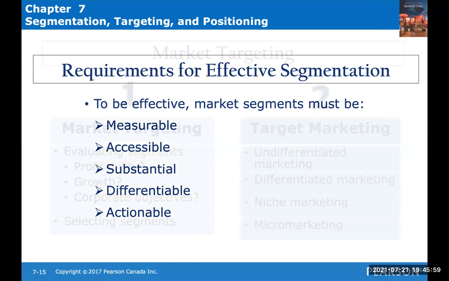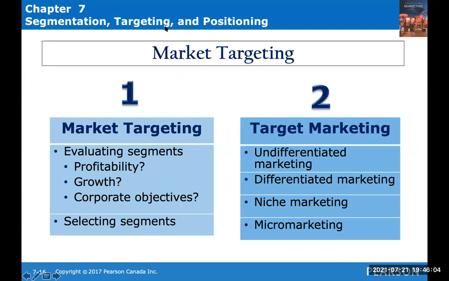All right, so market targeting. Targeting comes after you have done the segmenting. After you say, okay, these are the segments, as the marketer you have to determine how you are going to reach them, and how you are going to tell them about the benefits of making a purchase or using your service versus another brand. So in market targeting you evaluate segments: are they profitable? Is there opportunity for growth? Does it fit into your corporate objectives? And as I said before, you have to select the most profitable segments.